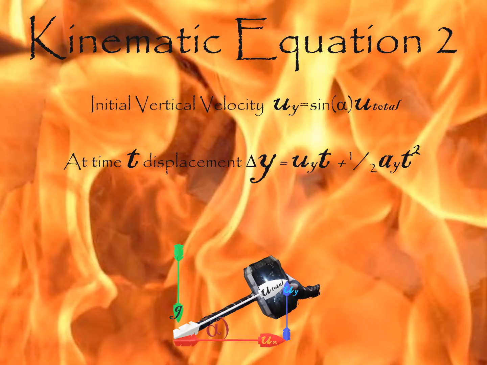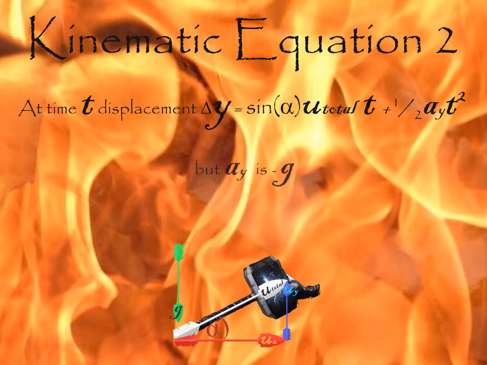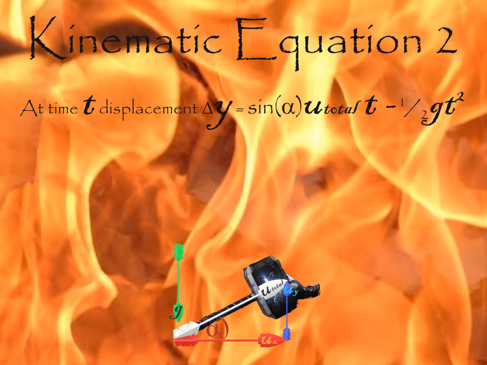Substitute vertical velocity into the displacement equation to find Thor's hammer at any time. The location of Thor's hammer will be determined by what angle Thor throws, how fast and how much acceleration is applied. Gravity accelerates Thor's hammer down at negative g.